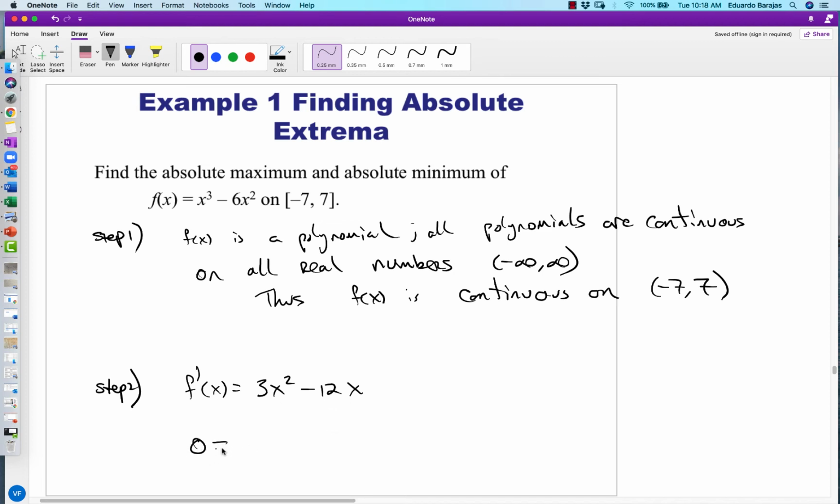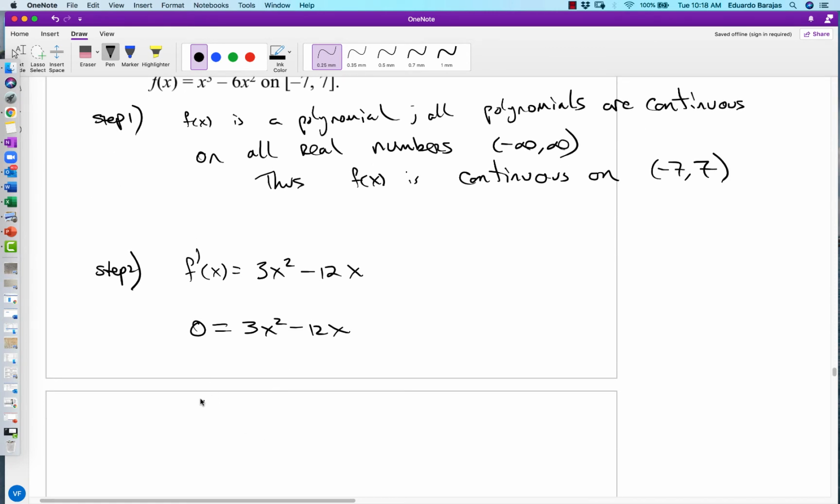So let's let 0 equal 3x squared minus 12x. So 0 equals 3x times (x minus 4), factoring out a 3 and an x. And so 3x equals 0 is one answer, so x equals 0 is one answer. Or x minus 4 equals 0, therefore x equals 4 is another answer. Okay, so these are the two places where the derivative will be equal to 0. These are partition points of the first derivative.